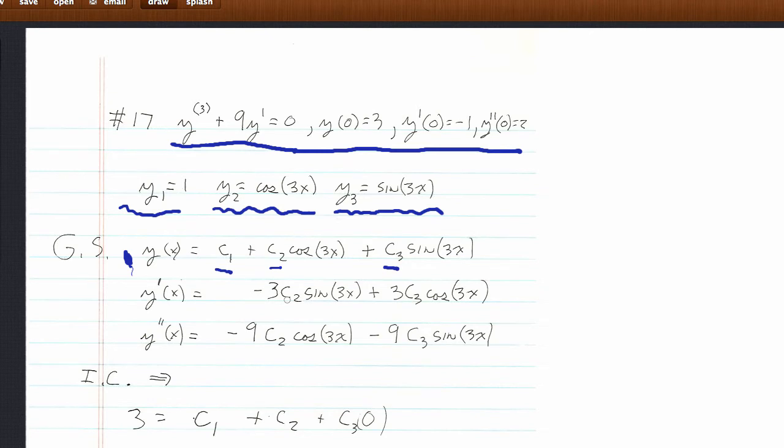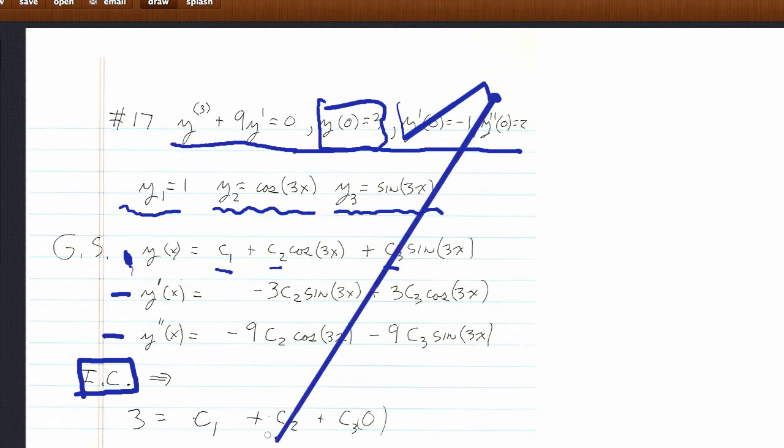Now what I need to do to find the particular solution that satisfies the initial conditions is actually find the derivatives of the function y. So that's what you're looking at here. There's the derivative of y and the second derivative of y. Using the initial conditions given in the problem, here and here, we see that we need 3 to be equal to c1 plus c2 plus c3 times 0. That's what I get when I plug 0 into the cosine and the sine. If I plug 0 into the cosine of 3x, I get 1, and that's why c2 pops up right here. Hold on.